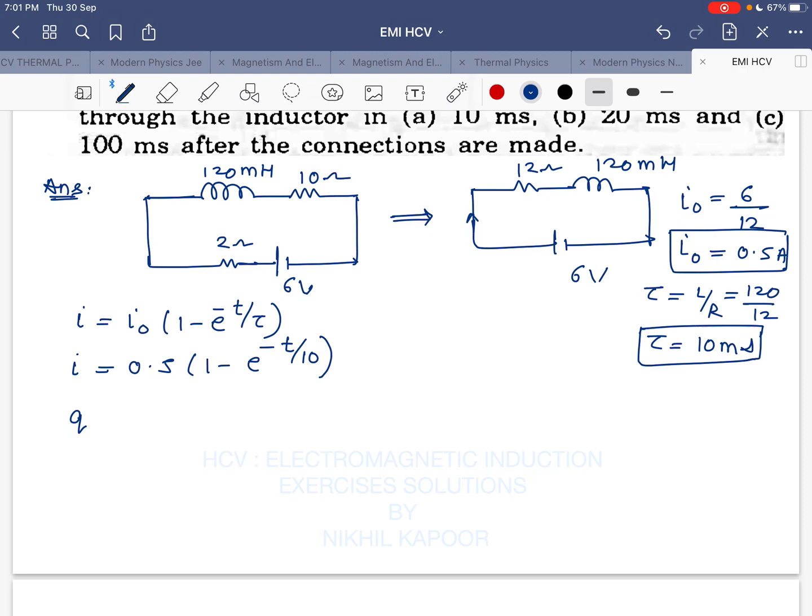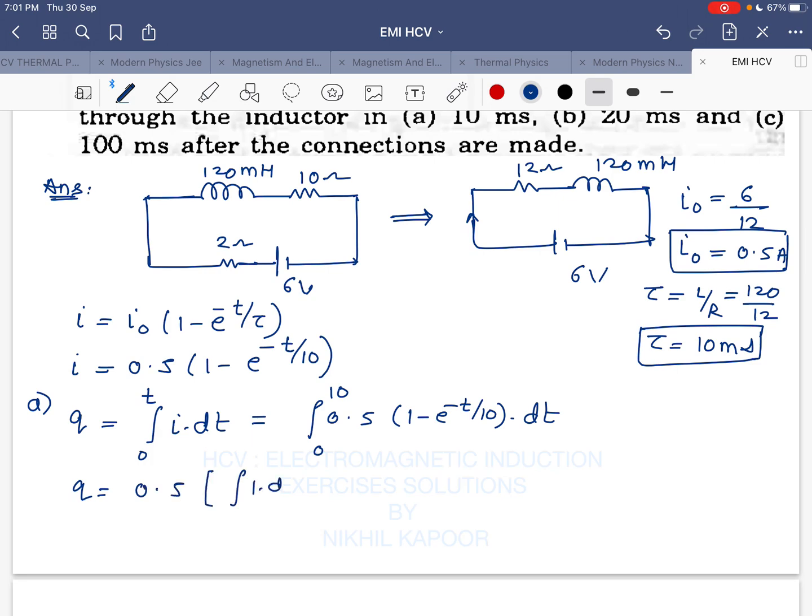Okay. Now the charge flown in time 0 to t. So it will be integration of current over time, limit from 0 to t. So it will be 0.5 in bracket 1 minus e raised to minus t by 10 dt. First, for the A part, the limit varies from 0 to 10 millisecond. So I can take 0.5 as common, and in bracket it will be integration of 1 dt minus integration of e raised to minus t by 10 dt.